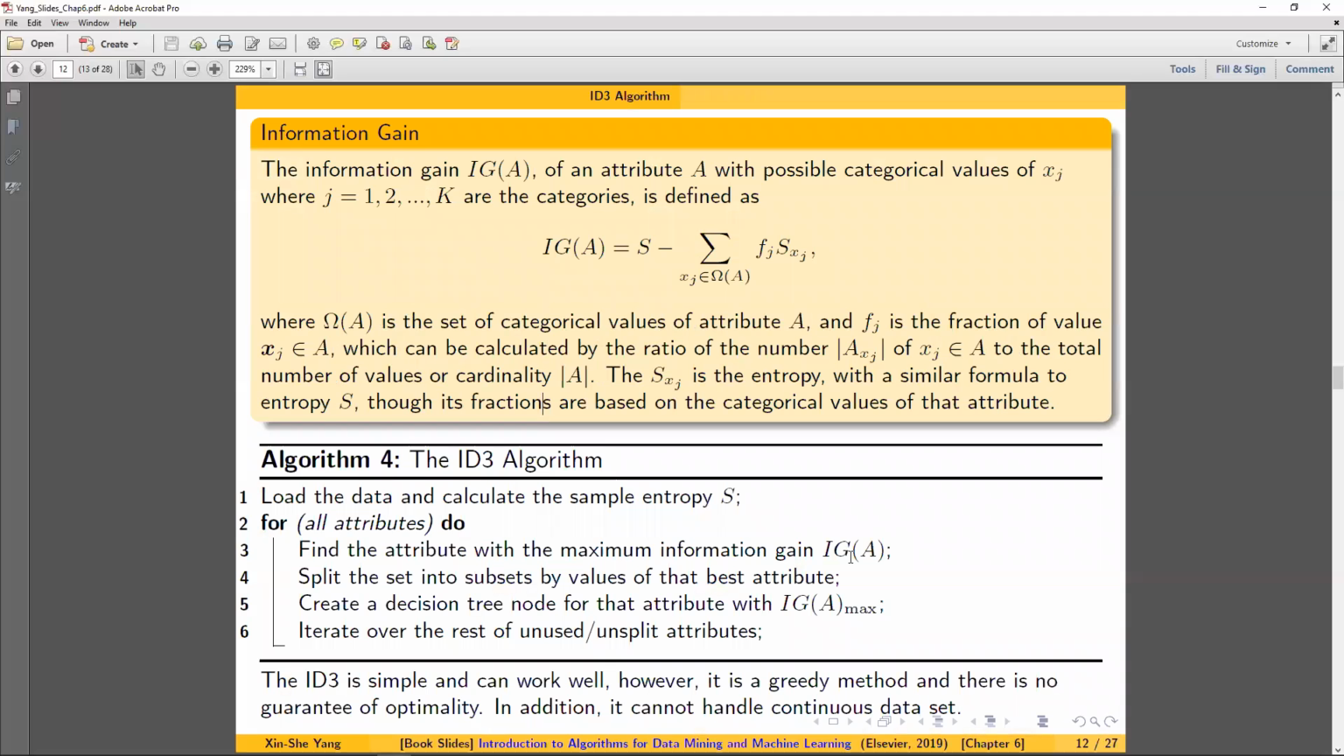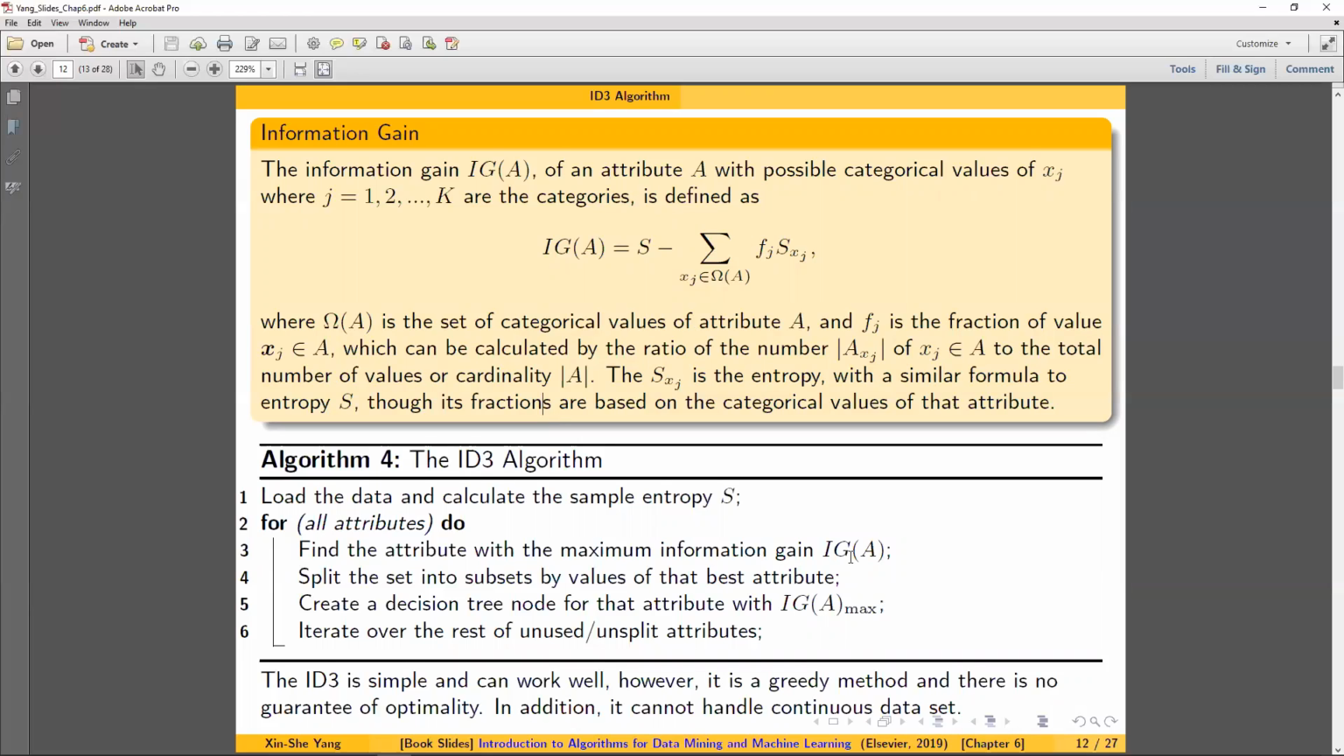Now, what is information gain? The information gain of a specific attribute A, with possible category values xj, j belonging to 1 to k, is defined using the entropy S that we defined in the previous slide, minus the sum of fj times S of xj, where xj belongs to the set of values of A. So let's take a look at all the definitions here.